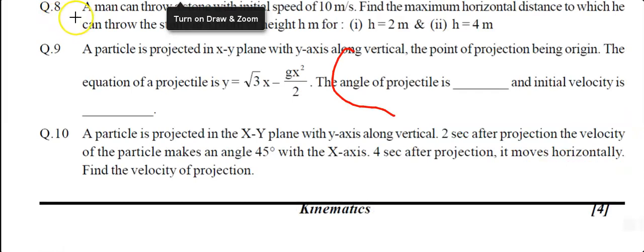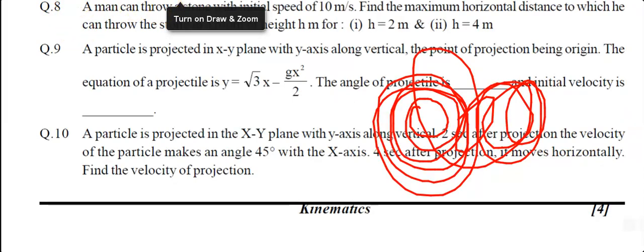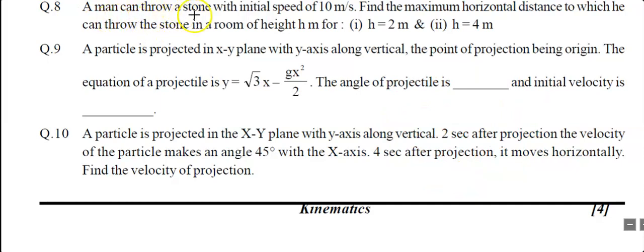Now let's focus on the next question, which is number 8. It says a man can throw a stone with the initial velocity given to you. Find the maximum horizontal distance to which the stone can be thrown in a room which has height h. So in this question, height is limited. What do you need to do for the first part and the second part? First use this h value and find theta.